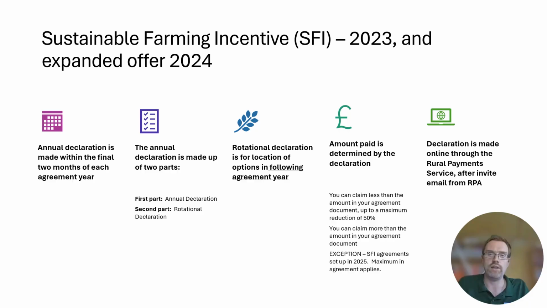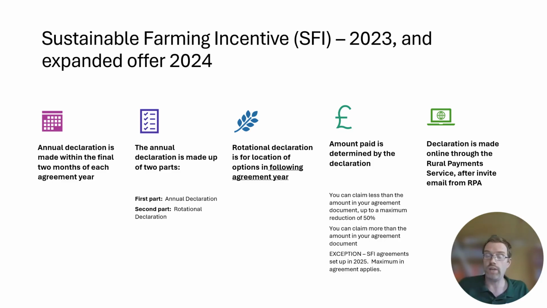The other thing that's important to say is that you will do this in the Rural Payments Service on the back of an email invite. You won't be able to do it until the RPA have given you an invite to do so. The other thing that's important to note is that obviously the amount that you can claim in the SFI scheme is different. In your SFI application, you will have made an application. So using our cover crops as an example, for instance, I might have applied for 10 hectares of winter cover crops.